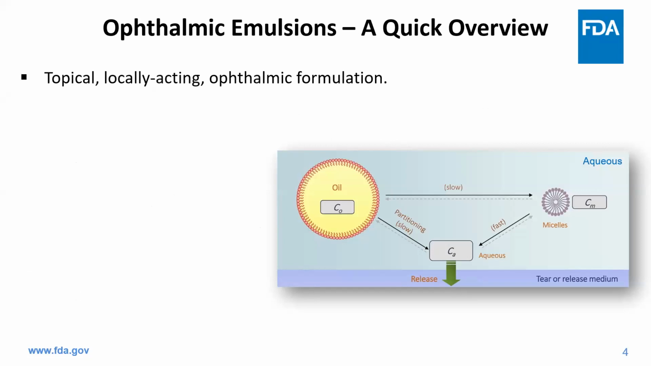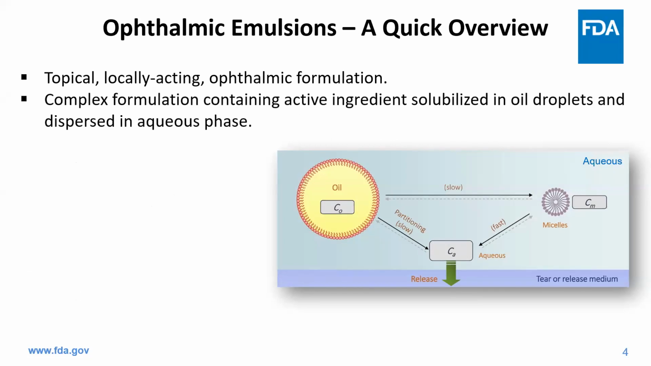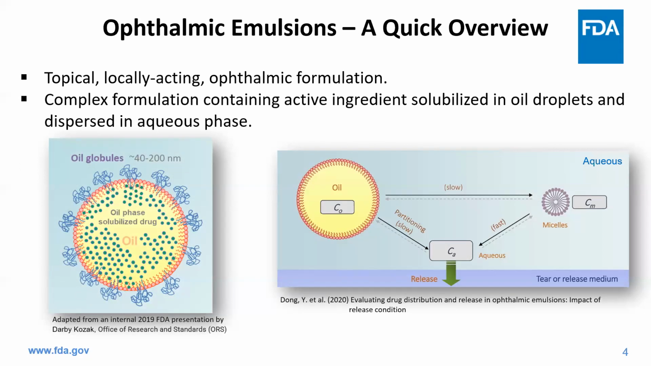As you know, ophthalmic emulsions are topical, locally acting formulations designed for ocular drug delivery. They are complex formulations mostly available as oil and water emulsion, where the active ingredient is dissolved in oil and the oil globule is dispersed in an aqueous phase containing water-soluble components such as surfactant, preservatives, among other ingredients. And therefore, the ophthalmic emulsion is considered a complex equilibrium that occurs among different phases of the emulsion. The amount of drug in the aqueous phase varies based on the equilibrium solubility of the drug and the partitioning coefficient.